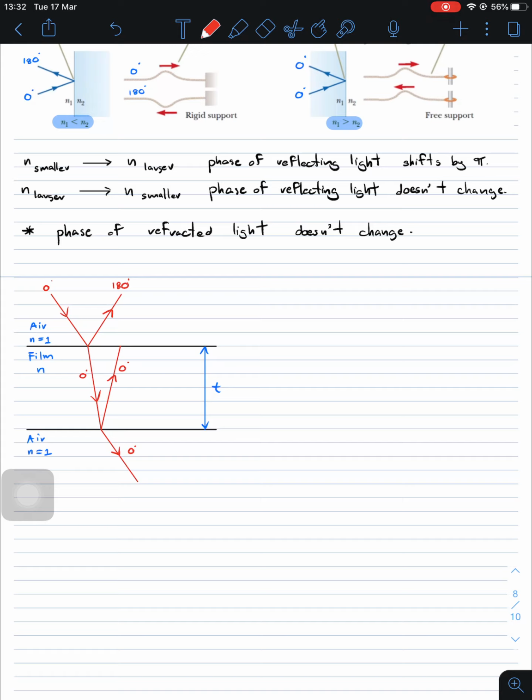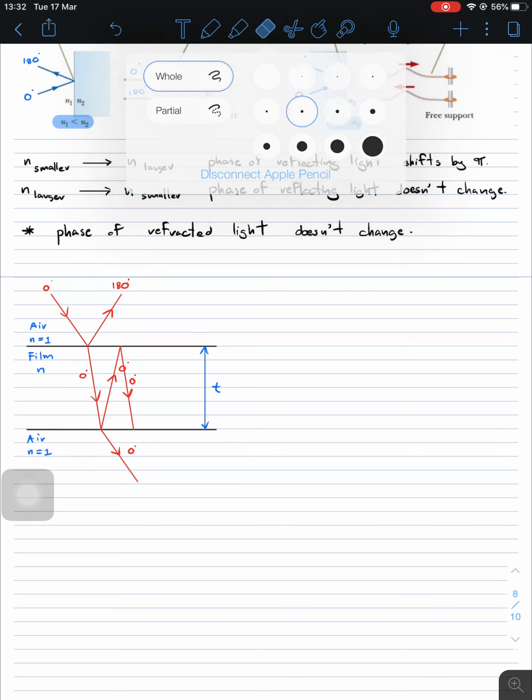So now at this interface, the light will come and some part will be reflected and some part will be refracted to the air. This will be the reflected one. Again, we have light from the film and then to the air, so the phase of the reflecting light doesn't change. So the phase here equals 0 degrees as well.